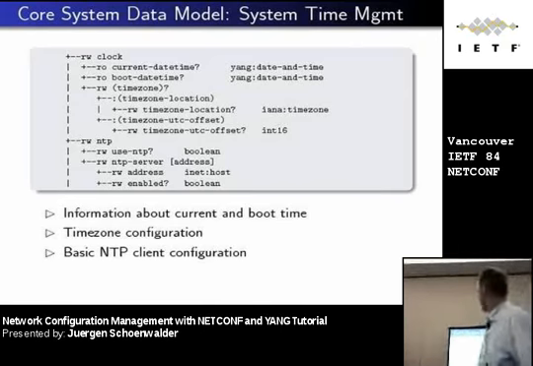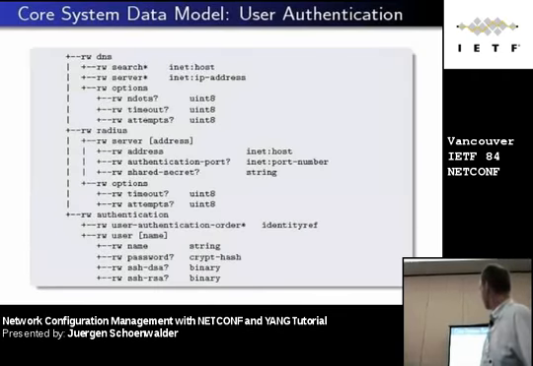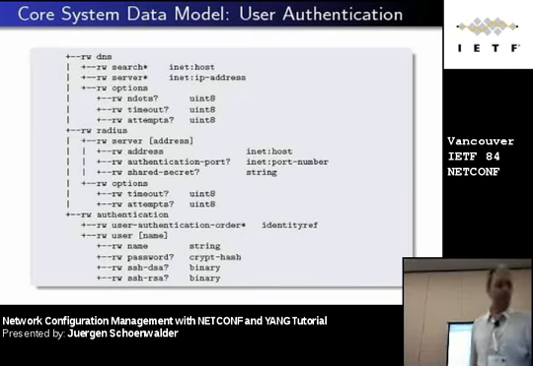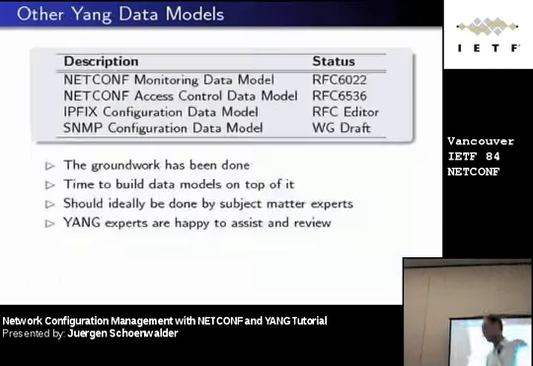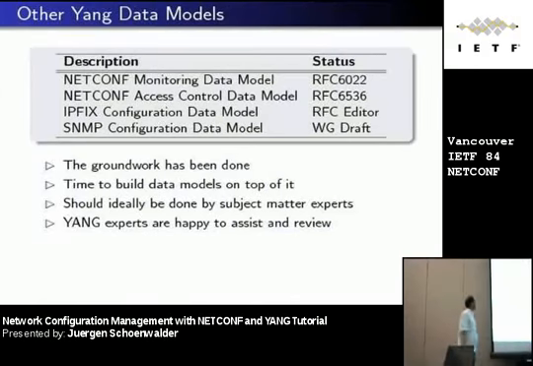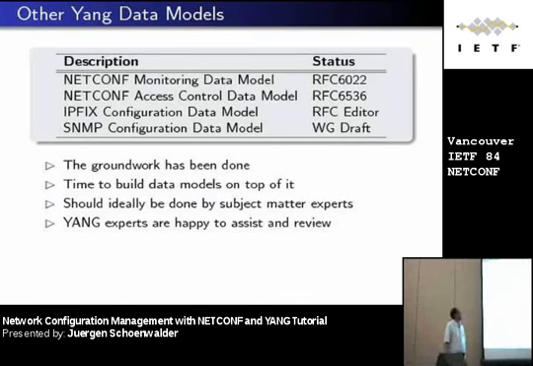There's DNS stuff, there's radius stuff, authentication stuff, covering SSH keys, because a bundle of those makes sense. And that's about it. So the status of this is we're getting some YANG data models out of the pipe.